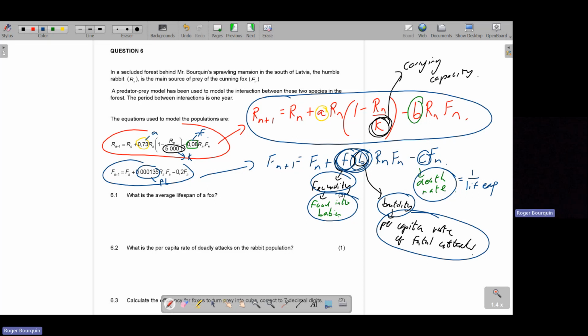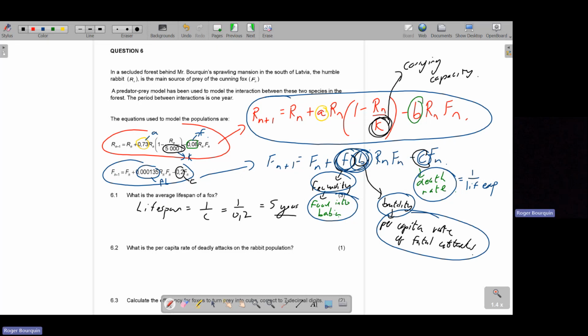So the first question says, what is the average lifespan of a fox? Well, average lifespan is equal to 1 over the death rate, in other words, 1 over C. In your formula, this thing over here is C. So it's equal to 1 over 0.2, which is 2 over 10, which is equal to 5. Let me just check my mental math is correct. Okay, so the life expectancy is 5 years.